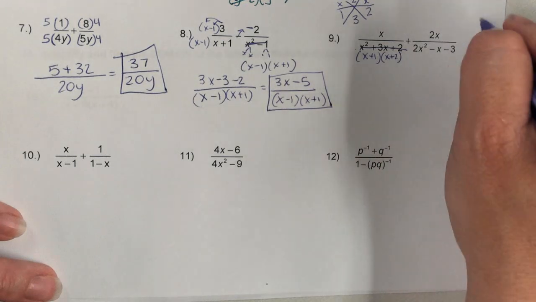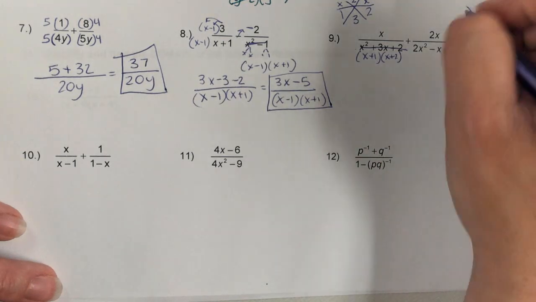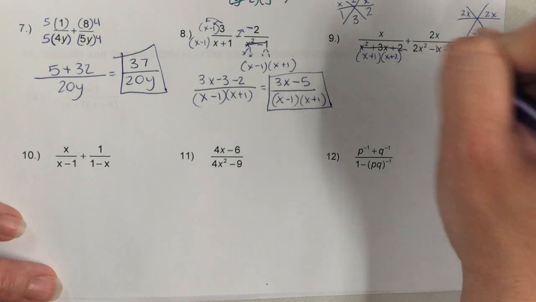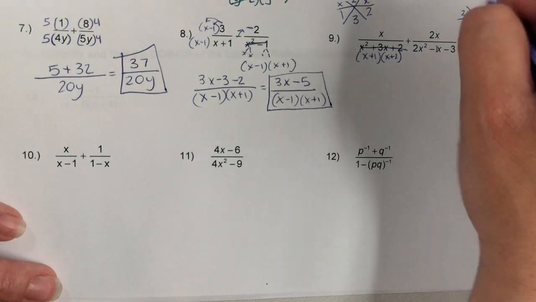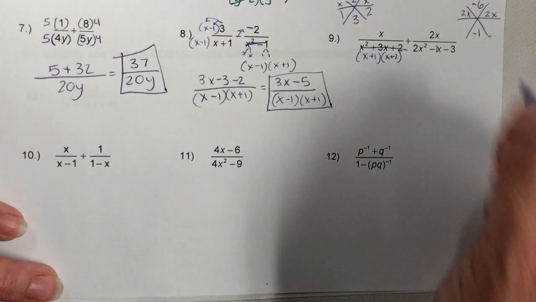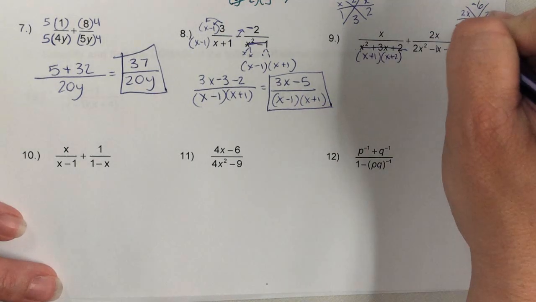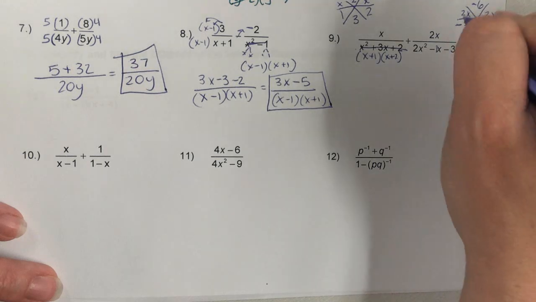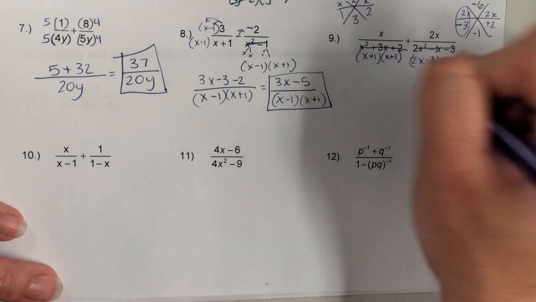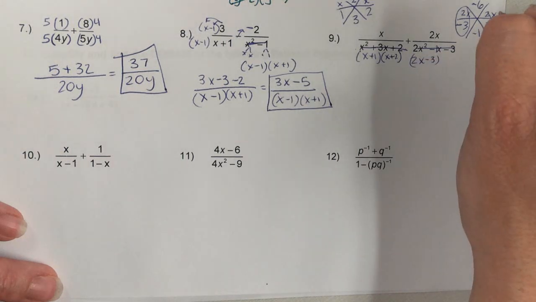And then this one, so I have a is 2, so 2x, b is negative 1, and a times c, 2 times negative 3 is negative 6. Well, it multiplies to give me negative 6 and adds to give me negative 1 is going to be negative 3, positive 2. 2 over 3 does not simplify, but 2 over 2 does, and gives me x over 1.